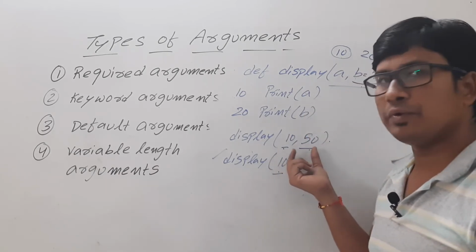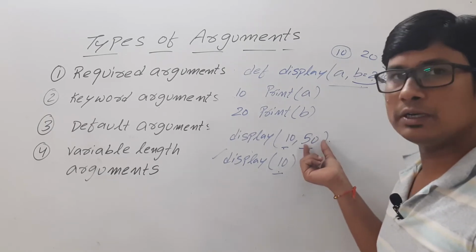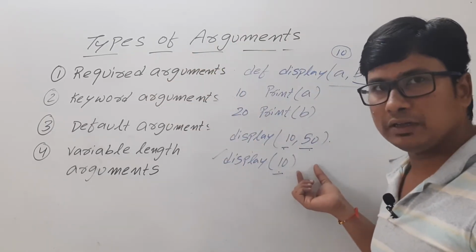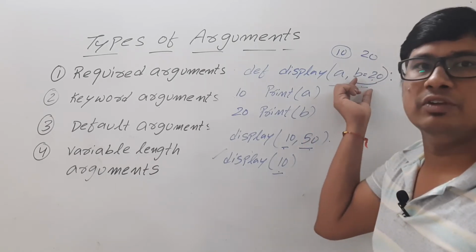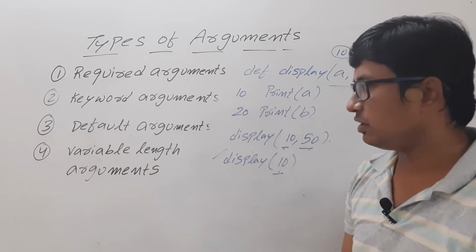If the user has provided the required number of arguments, then whatever argument the user is passing will be used. If the user has not provided that argument, then the default value will be considered here. I hope you have understood the default arguments.